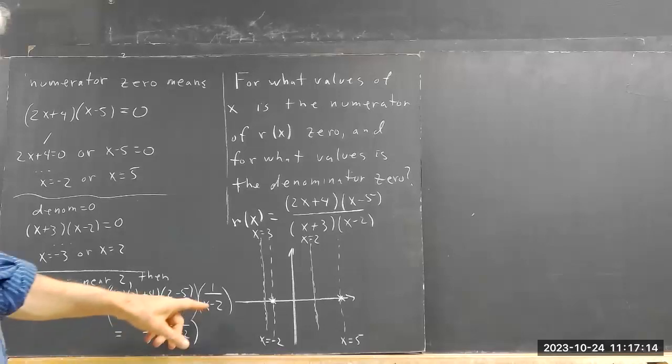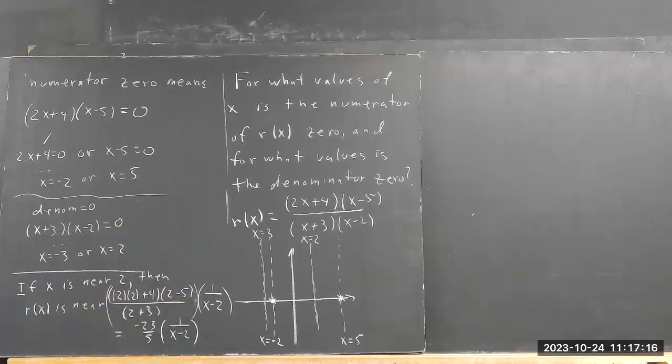Now, why didn't I plug 2 in here? Well, one reason is it's going to give us 1 over 0, and that's undefined, so I really can't do that. But the other is that we see that this is just a transformation of one of the toolkit functions. So my question now is, what transformation of what function gives you -23/5 times 1 over x minus 2? Which toolkit function are we talking about?